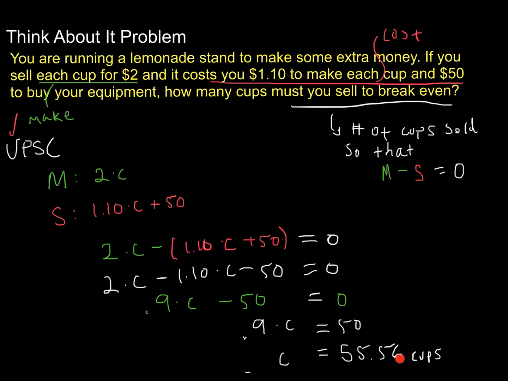We get 55.56 cups, and sure, that sounds great, and if we think about it, it kind of makes sense, except you really can't sell half a cup, so if you sold only 55, apparently you wouldn't quite break even. And if you sold 56, well, you'd make a little more. So in your answer, you want to make sure that you note you can't actually break even. You can either make just a very little amount of money by selling 56 cups, or you could lose just a little bit of money by selling 55 cups.